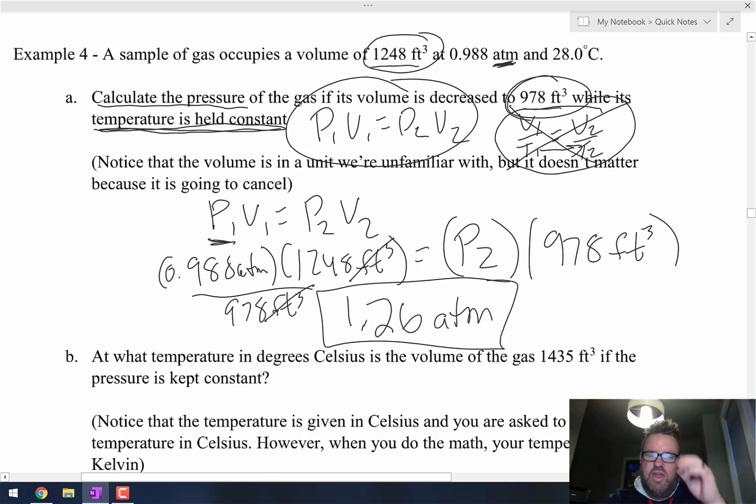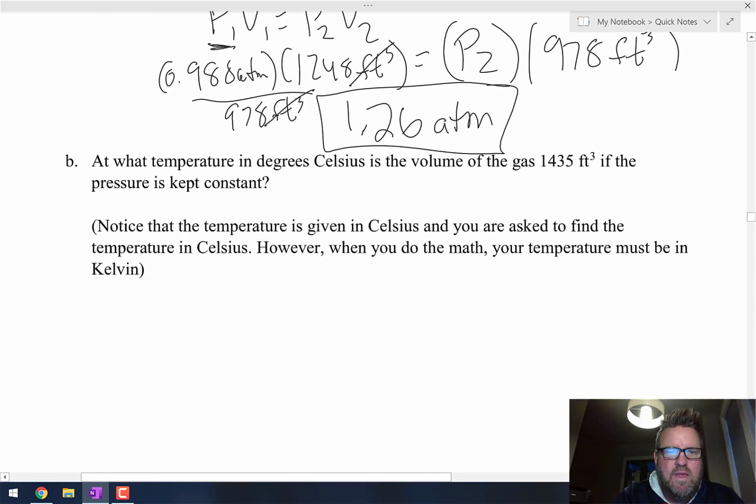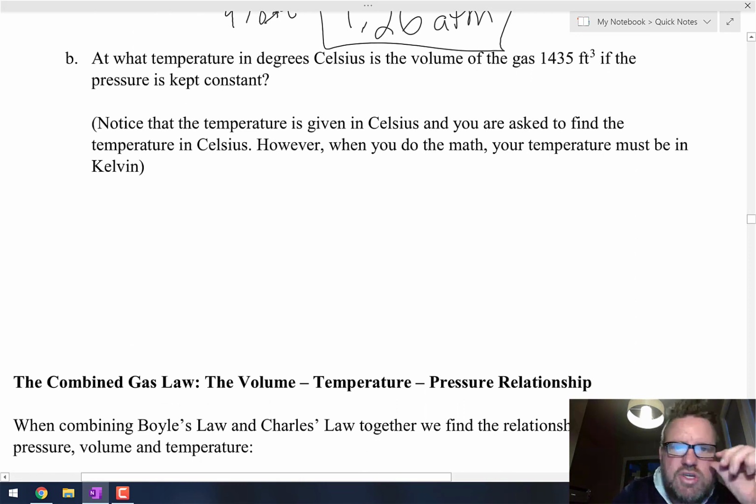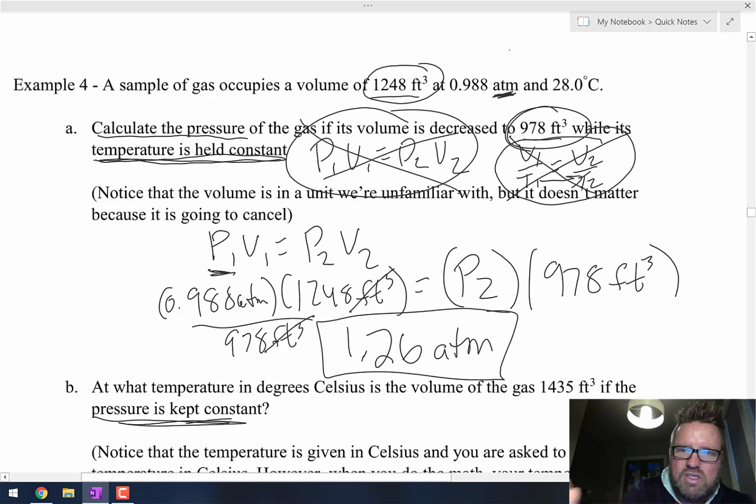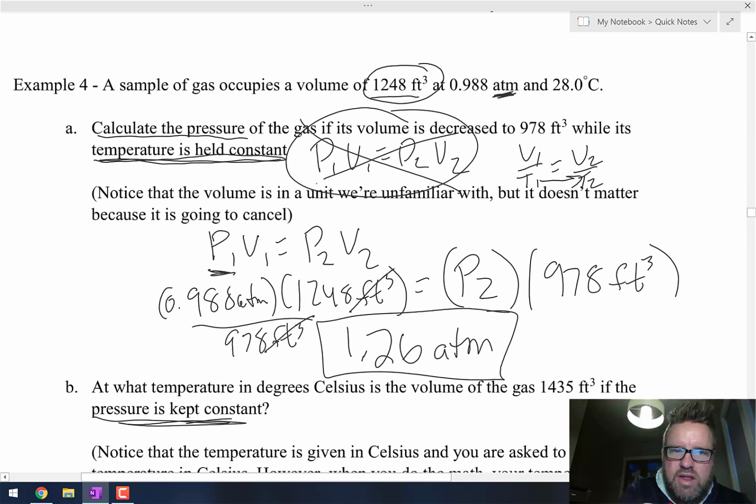Okay, the only unit that must be a certain one is temperature. And we talked about that. Temperature has to be in Kelvin. Okay, last one. At what temperature in degrees Celsius is the volume of the gas 1435 cubic feet if the pressure is held constant? So now pressure is kept constant, which means we can't use Boyle's law. Now we have to use Charles' law. Okay? Because if pressure remains constant, then P1 and P2 are the same thing.